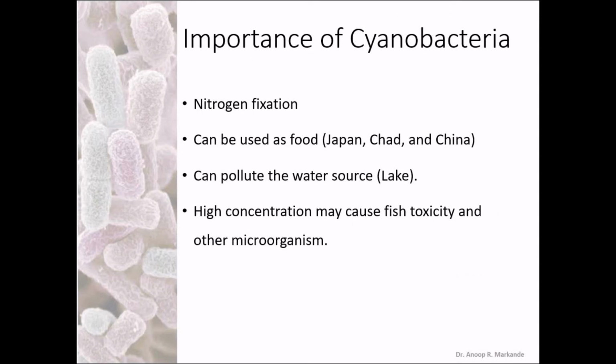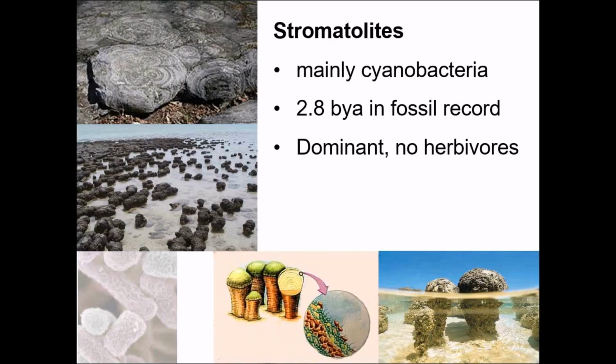Importance of cyanobacteria: they fix nitrogen, and they can be used as food. Sometimes they are known to pollute the water source, while some of them can produce toxins, hence it is called pollution. High concentration may cause fish toxicity and other microorganisms may also grow with them.